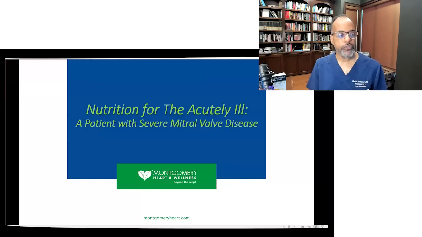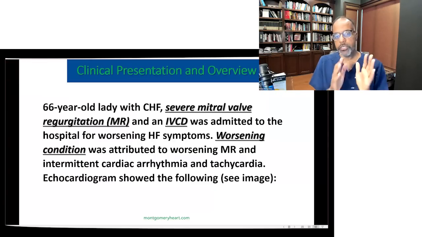Let's look at an individual patient. Sometimes it's easier to see when you say, okay, how do you apply this to a patient who's very sick?